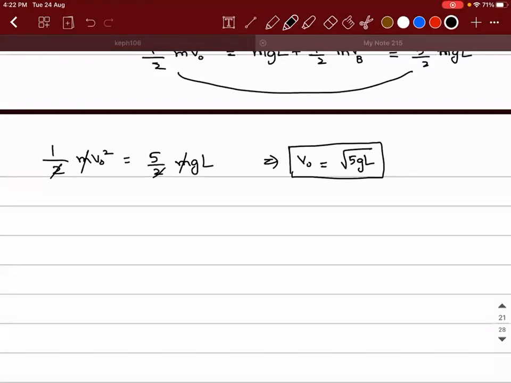So they asked us to calculate this value, no? So V naught is equal to root of 5 into G into L.